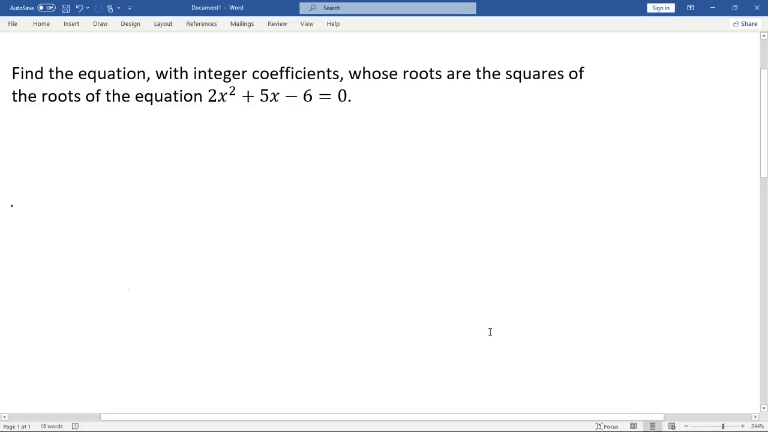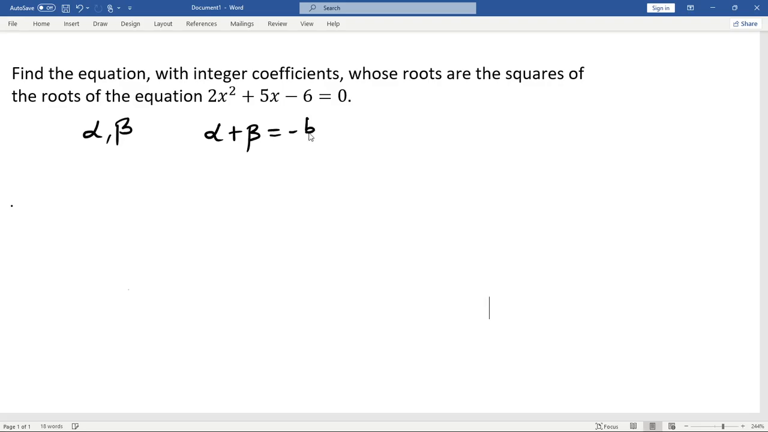This equation here, or this question here: find the equation with integer coefficients whose roots are the squares of the roots of the equation 2x squared plus 5x minus 6 equal to 0. Now, if the roots of this equation are alpha and beta, then we know that the sum of the two roots, alpha plus beta, is simply given by negative b over a. Then the product of the two roots, alpha beta, is c over a.